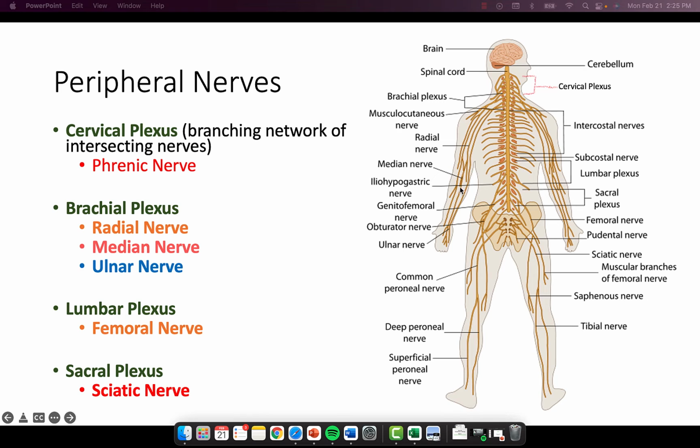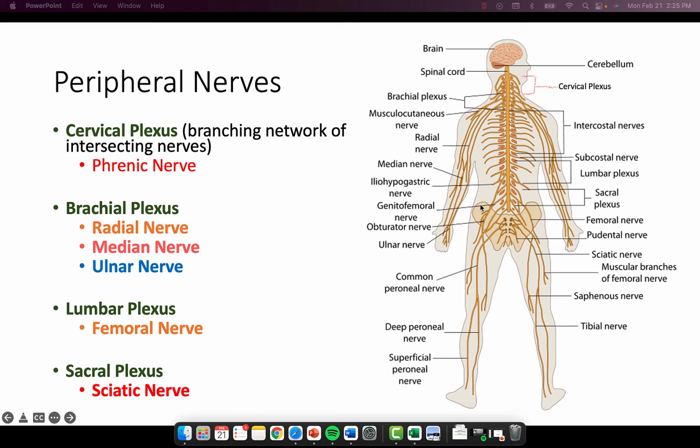The median one is going to be the middle. So radial is going to go out this way. It looks kind of jumbled up in here, but this would be the radial nerve. This would be the medial nerve, or median. So it goes radius, or radial, medial, ulnar. So ulnar always on the inside, radial on the outside, median in the middle.